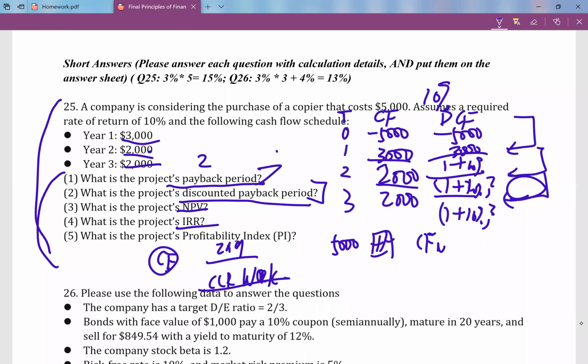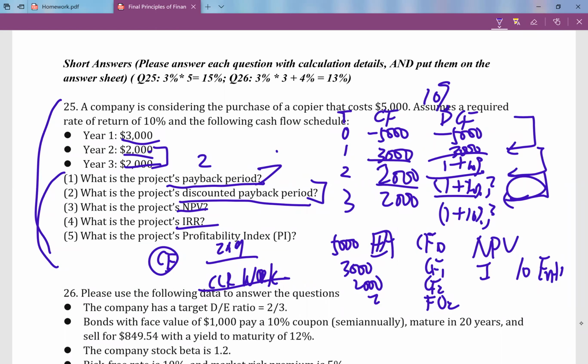And CF1, the cash flow at time one, is 3,000. CF2 is 2,000, and this one is duplicated. If you want to save time, just put F02 equal to 2, which means you have 2,000 twice. After you finish the input, you press NPV. Then you put the cost of capital as the discount rate, so I equals 10. Press enter, go down, and press CPT to solve NPV.